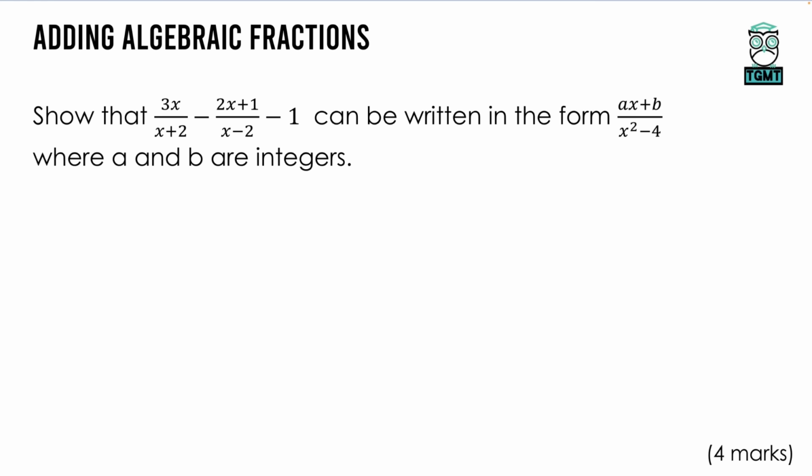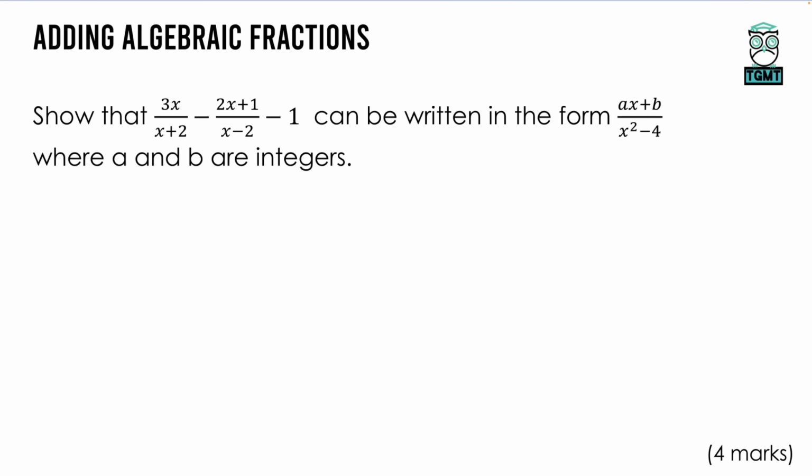For this next algebraic fraction, we are adding or subtracting. In this particular one, we are actually subtracting here. It says show that, and then we have a big calculation to work out. But it says show that it can be written in the form ax plus b over x squared minus 4, where a and b are integers.